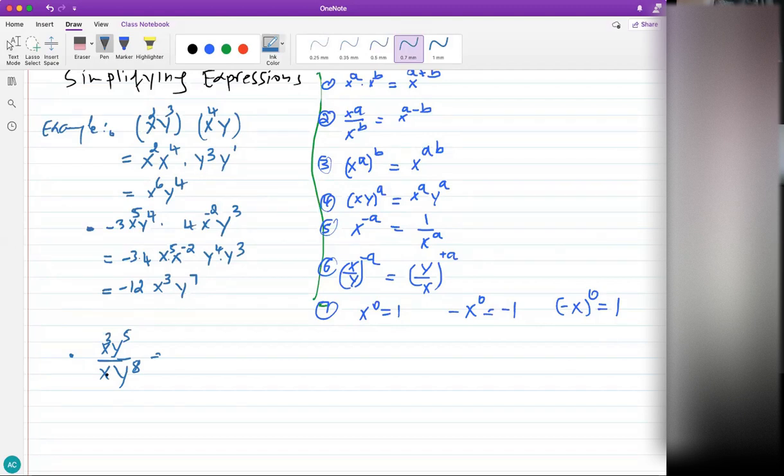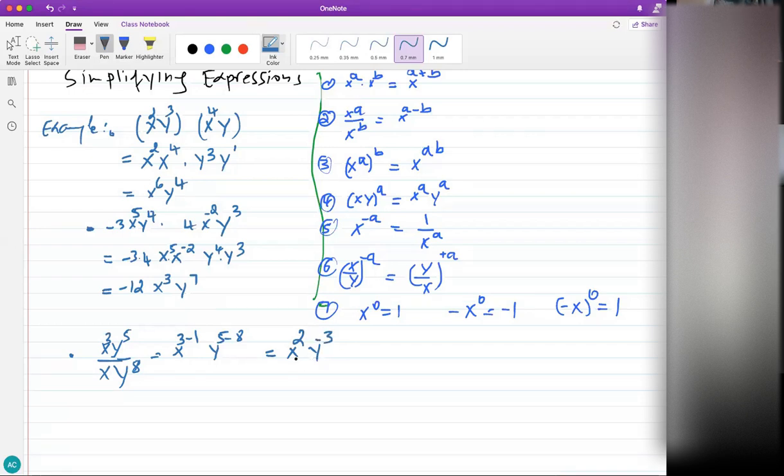So we have x3 over x. What is the power of the x again? 1. That's right. So we're going to do 3 minus 1. Same thing here, y. It has to be in this order, okay? 5, the top power, minus the bottom, not the other way. 5 minus 8. So this becomes x2, and of course, y negative 3.